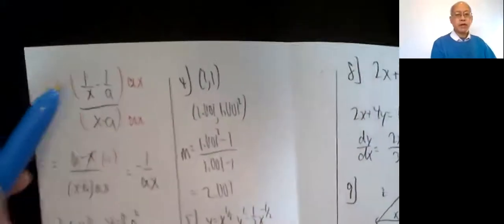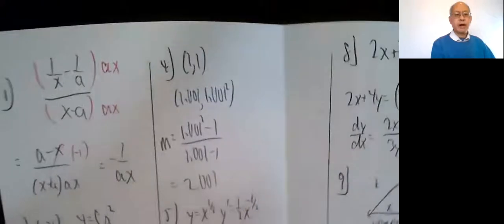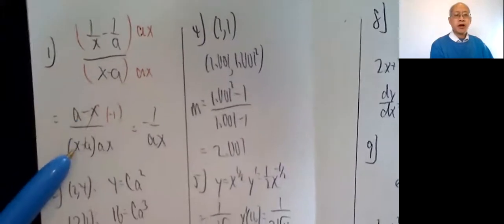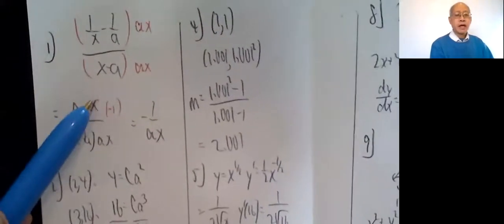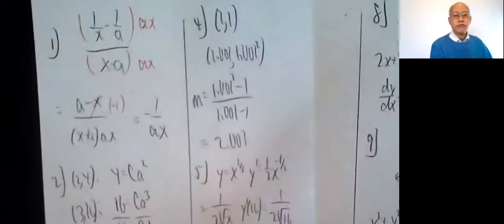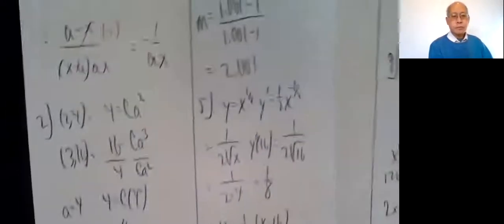Number 1: f of x minus f of a is 1 over x minus 1 over a, divided by x minus a. Multiply top and bottom by ax. That makes the numerator a minus x over x minus a times ax. A minus x divided by x minus a cancels out to give you negative 1 over ax.